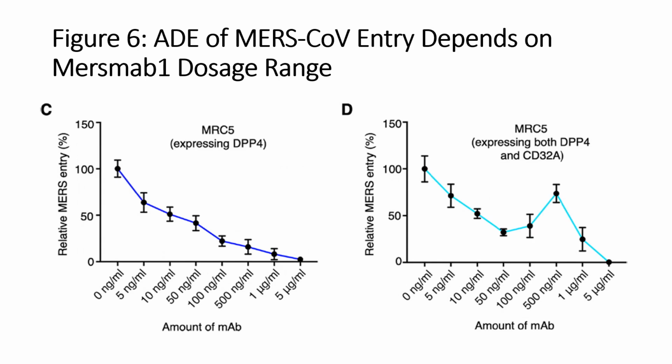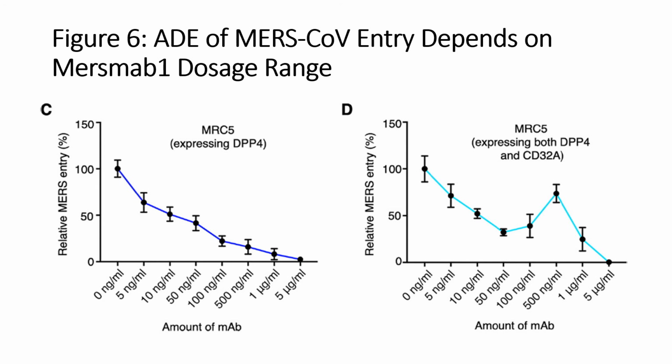For figure 6C and D, this time they're using MRC5 cells instead of HEK293 T cells, and they get pretty much the exact same results. And the reason that they changed the cell line and show C and D is to confirm their explanation for the results that they found in 6B. The MRC5 cells are, like I said previously, human lung cells that endogenously express DPP4 and exogenously express CD32A.